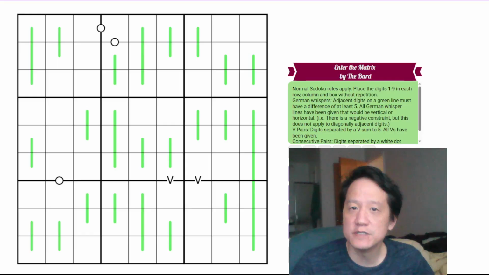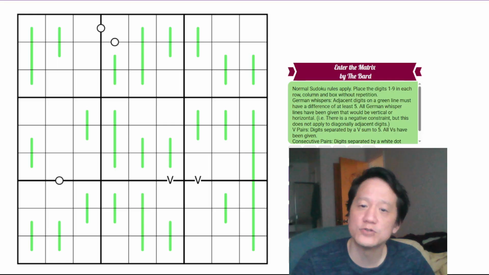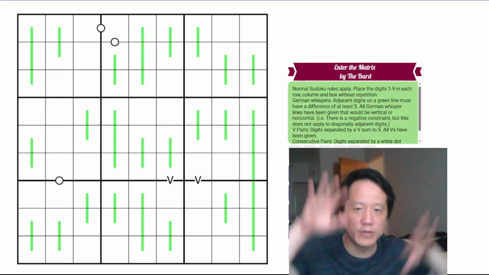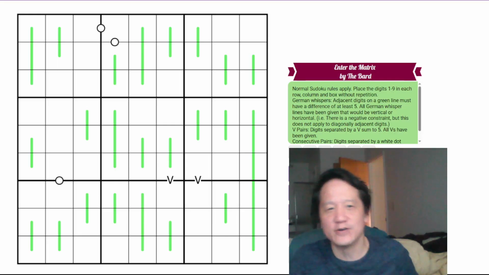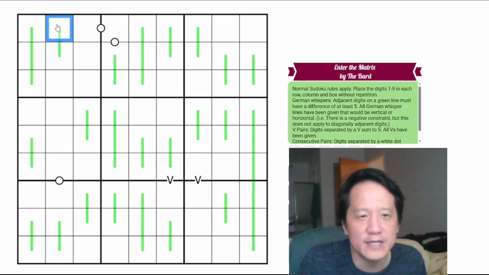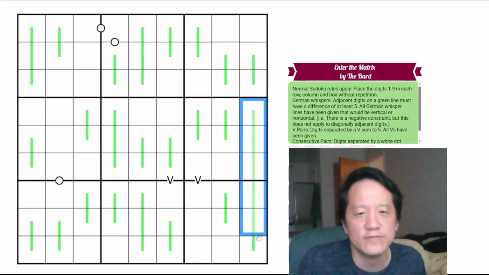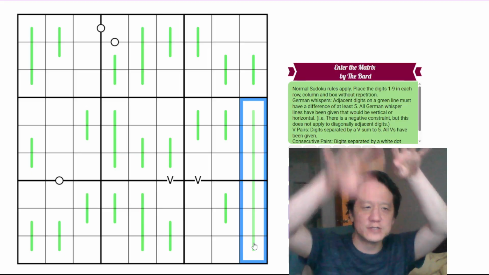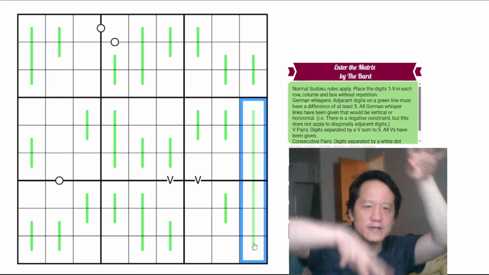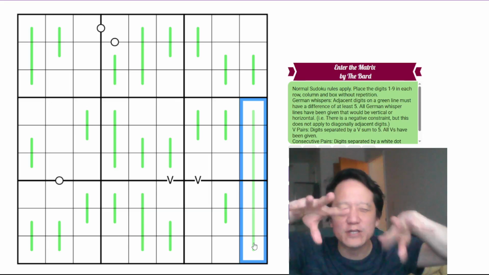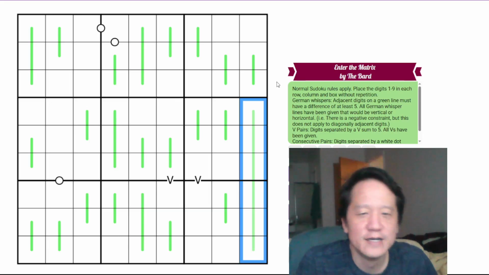Now take that easiness with a grain of salt, because it's considered easy by the people on the Logic Masters Germany forum, and there's a lot of really smart people there. Today's puzzle is called Enter the Matrix, and it's by the Bard. As you can see from the green lines going down, this is reminiscent of how the Matrix looks when you see it from the outside. So we will be entering the matrix of the Sudoku.